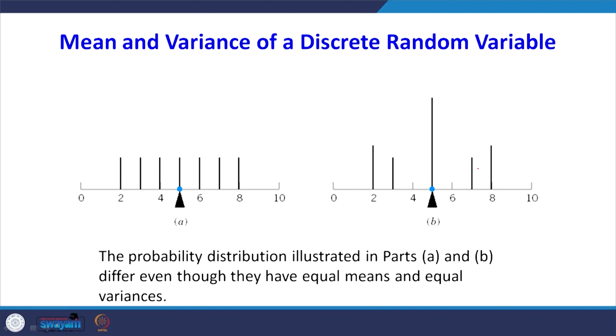See the second case, mean and variance of a discrete random variable. The probability distributions illustrated in parts A and B differ, even though they have equal means and equal variances, because the shape of the distribution differs.